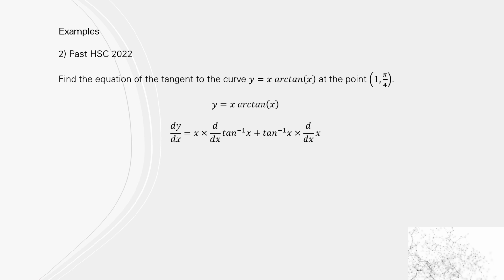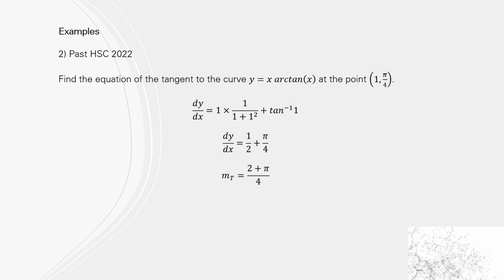So x arctan x is a product rule. It's x times the derivative of tan minus 1 of x, plus tan minus 1 of x times the derivative of x. So dy/dx is equal to x times 1 over 1 plus x squared, plus tan minus 1 of x. When x is 1, substitute 1 in and evaluate. That gives us a gradient of our tangent of a half plus pi on 4, or 2 plus pi all over 4.